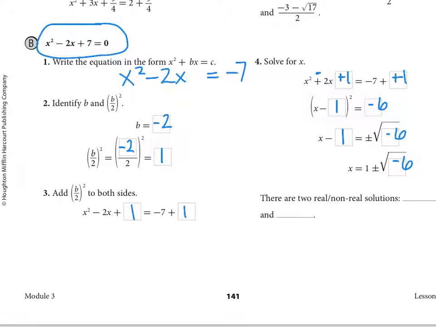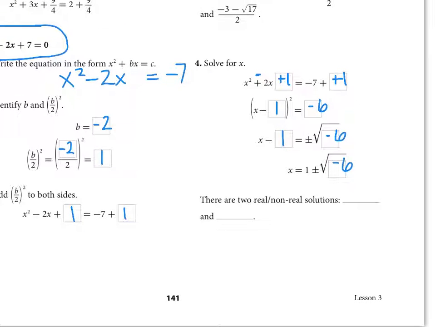Now we know that we can simplify that square root of negative 6 using an imaginary number. So both of these solutions are going to be non-real. The first solution is 1 plus i square root 6, and the second solution is 1 minus i square root of 6. So notice your two solutions are non-real and you end up with two complex solutions.